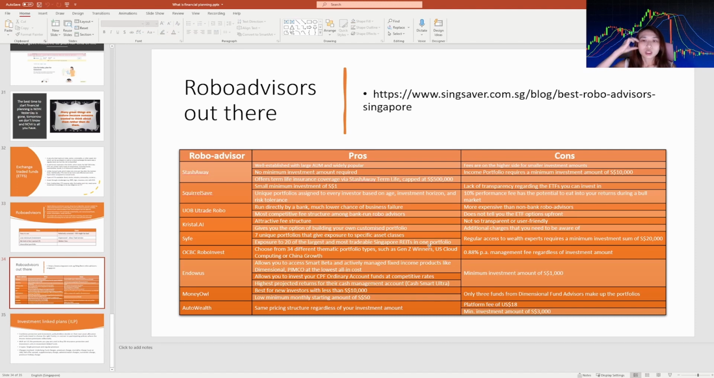Okay, a bit more about the robo-advisors out there. I took this from the SingSaver website. I'm pretty sure there are more robo-advisors out there, but these are the more common ones. You can read the pros and cons yourself, because I personally don't do any of this, so I will not advocate whether it's true or not. I think the more common ones are Stashaway, Syfe and Endowus, but when I tried to Google Endowus reviews, there were not many, so I'll mainly focus on Stashaway and Syfe.